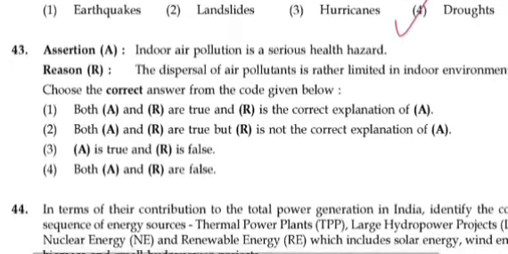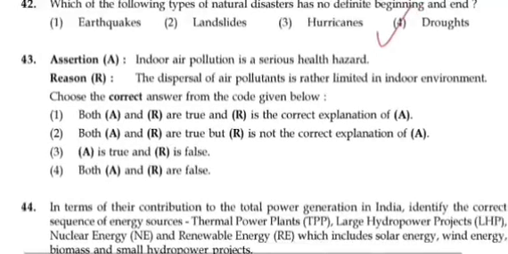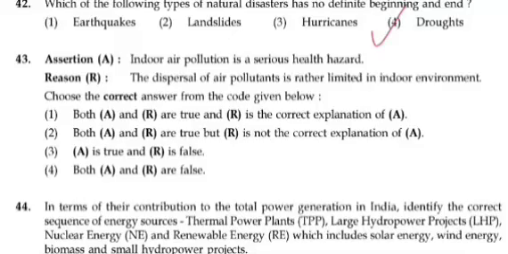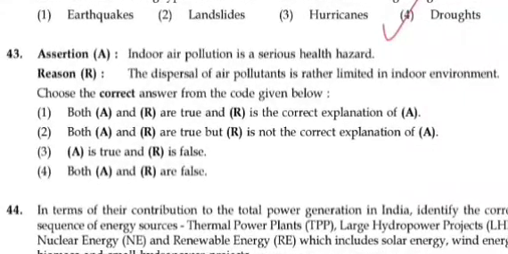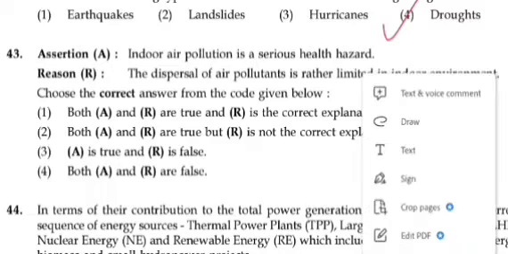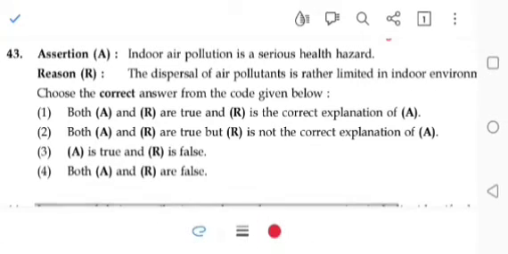43, assertion A, reason R. A is saying indoor air pollution is a serious health hazard. Reason is saying the dispersal of air pollutants is rather limited in indoor environment. Choose the correct answer from the code given below. So these are the options. Please read them by yourself. 43, the correct option will be both assertion and reason are true, and reason is the correct explanation of assertion.